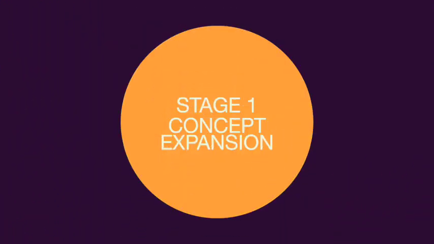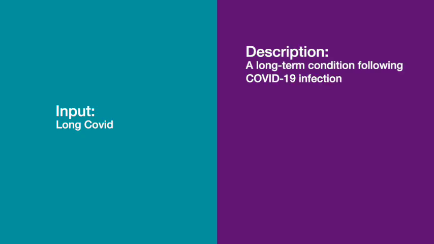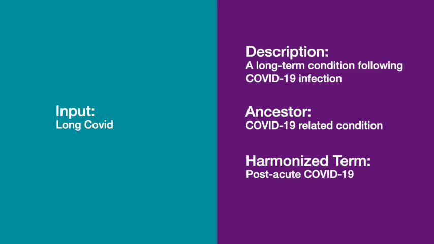Stage 1. Concept expansion. The system starts with a raw input term, for example, long COVID or test for creatinine. The generative AI model expands on this term by doing the following: writing a short description of what it means, suggesting ancestors or related categories, for example, COVID-19 related condition, creating a harmonized version of the term that looks more like how OMOP concepts are named, for example, post-acute COVID-19. This harmonized term helps the system find better matches later on.